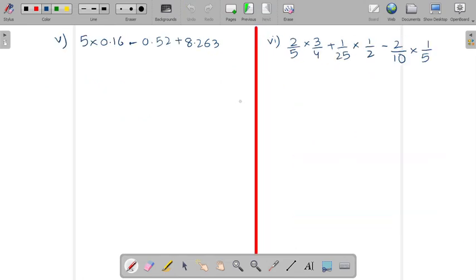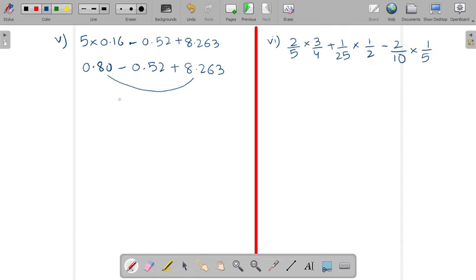Come to the next part. In next part, what you have to do first? According to the board mass, you have to multiply the terms first. So 0.16 multiply 5. So it would be 0.80 minus 0.52 plus 8.263. In next step, these two are positive terms, so add them together.